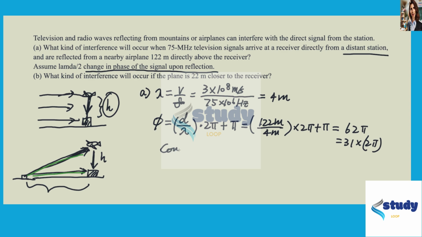So constructive. By having that airplane at 122 meters above the station, you actually get a stronger signal because of the constructive interference. Now it asks what kind of interference will occur if the plane is 22 meters closer to the receiver. It's the same formula except that now d is 122 minus 22. So the new distance we have is 100 meters.